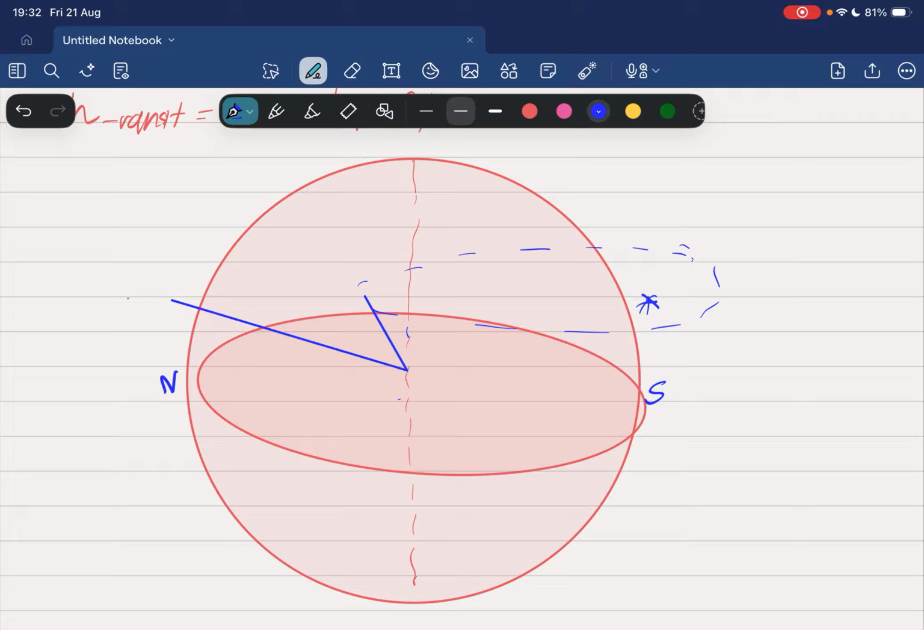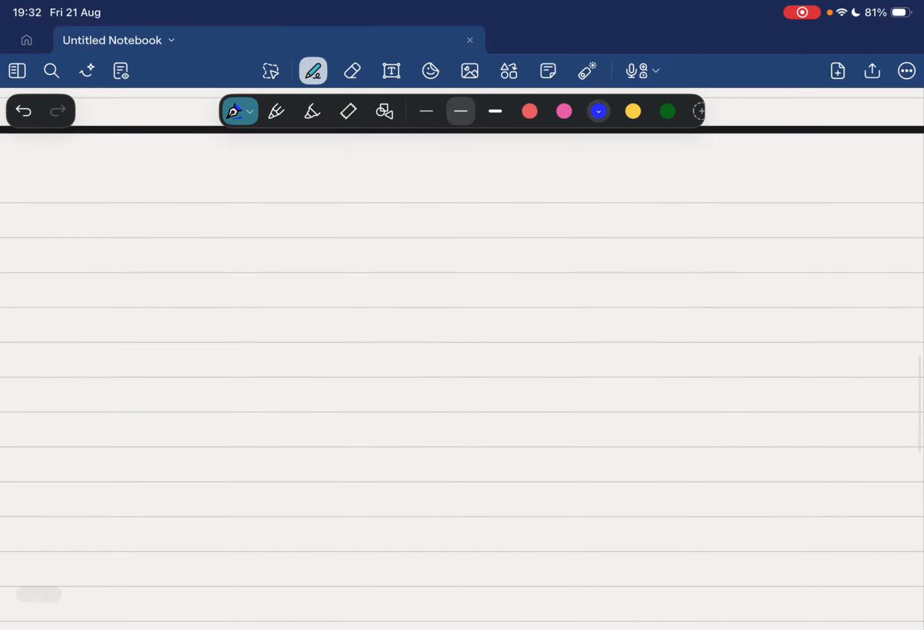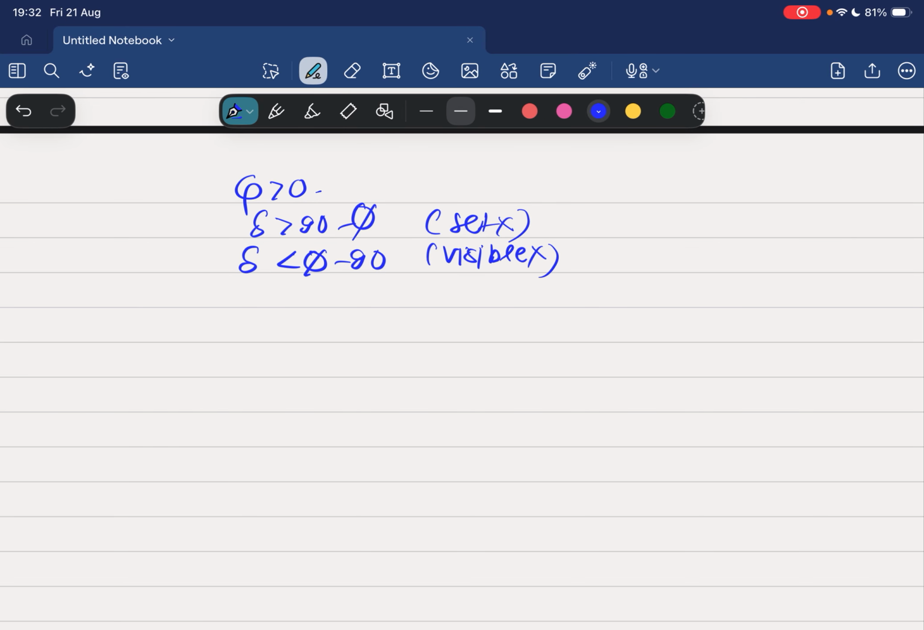And suppose we are in Nepal, so it's 28 degrees north. So for the northern hemisphere, we know phi is greater than 0. For circumpolar, which is never set, we have the condition 90 minus phi, and for never visible we have phi minus 90. Set, visible, right? These are the only things that you might need.